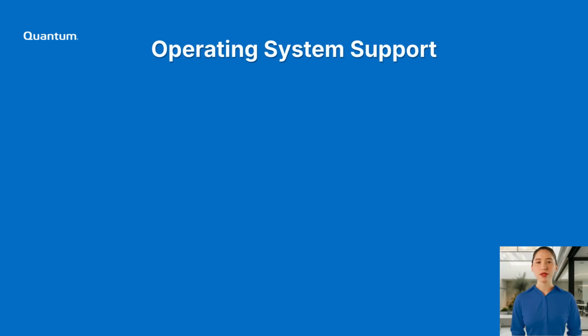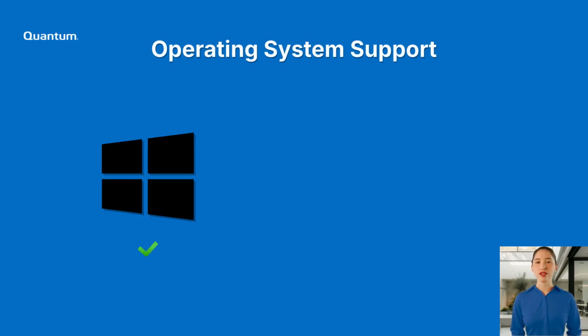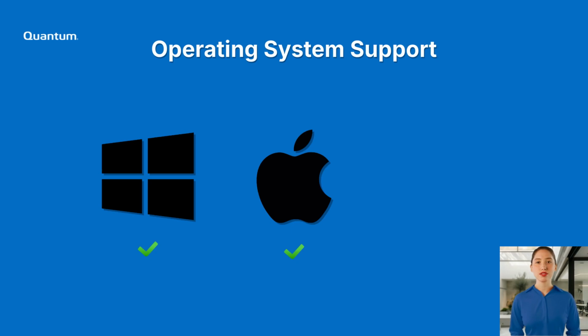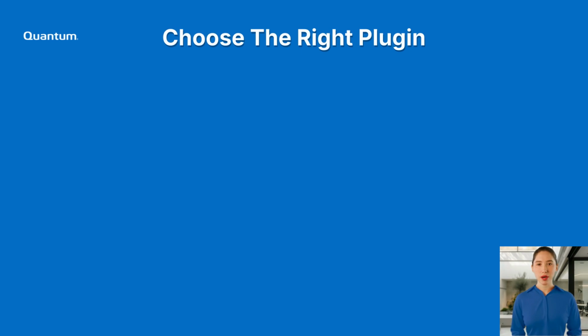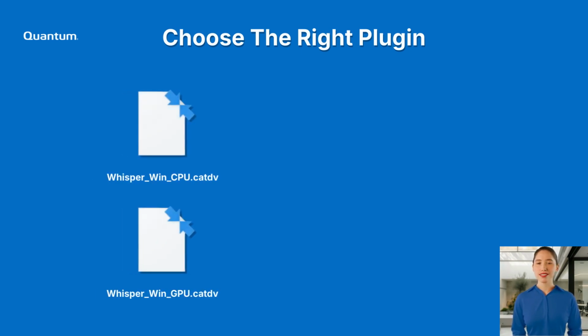We offer two plugin files, one for Windows and one for macOS, so be sure to choose the right one for your system. At this time, a Linux version of the Worker plugin is not available. Choosing the right plugin. The Windows plugin is designed for x64 systems. You can choose between the CPU-only or GPU-optimized version. If you have an NVIDIA GPU, use the GPU version. Whisper supports CUDA acceleration for better performance.